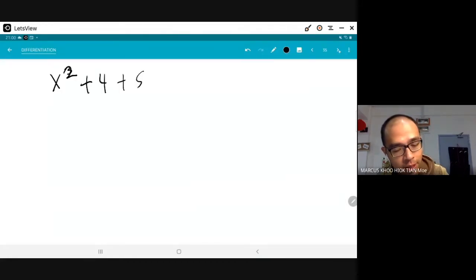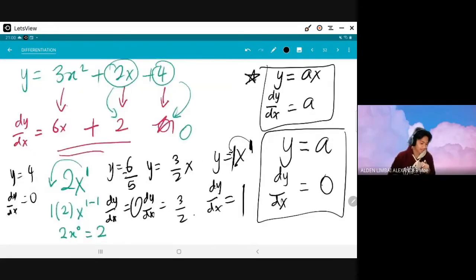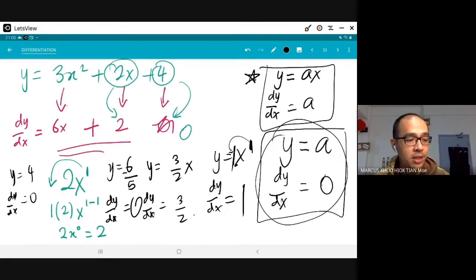This one differentiates to become 2x. This one differentiates to become negative 5x to the power negative 2. Remember I said just now, when you differentiate a number, what do you get? It becomes 0. Nothing happens there because there's no x. So in order to differentiate, there must be an x. If there's no x, then it's automatically 0. Okay, thank you.